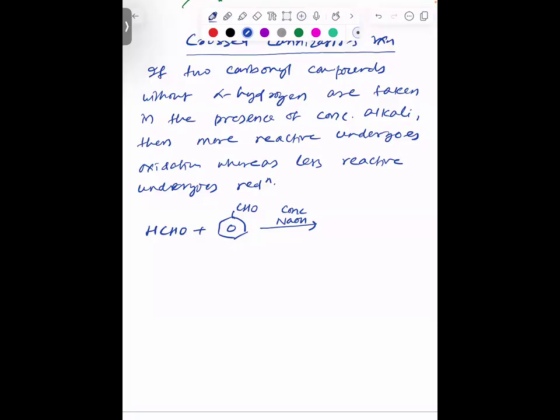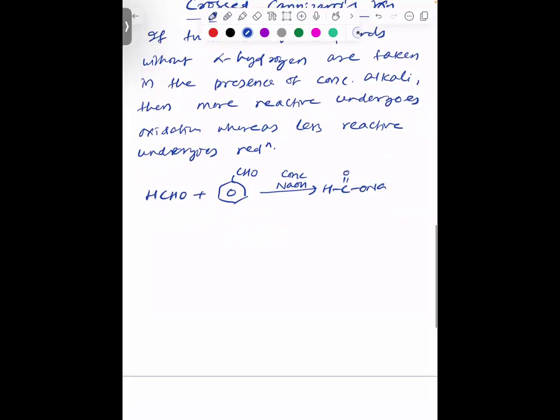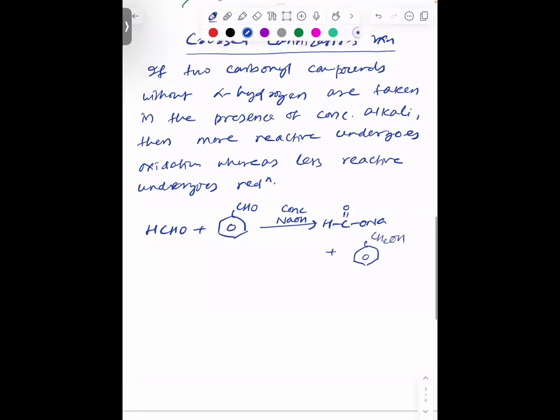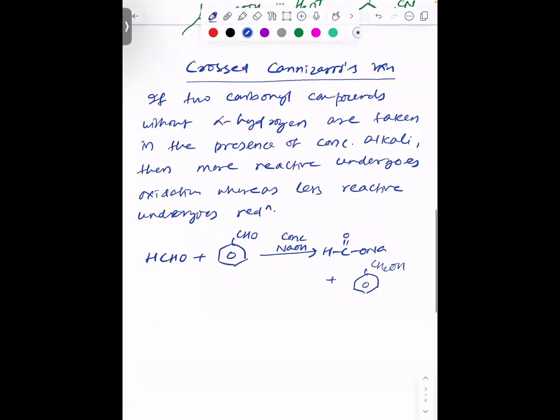So this undergoes oxidation to form the sodium salt of formic acid, and benzaldehyde undergoes reduction to form alcohol. So write down this quickly. How is our mechanism? Try it once. Try the mechanism.